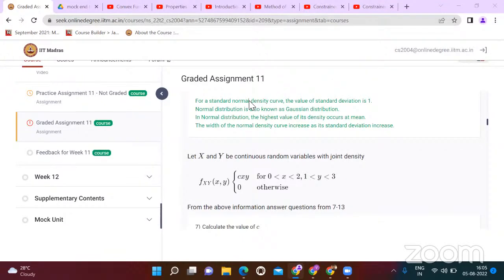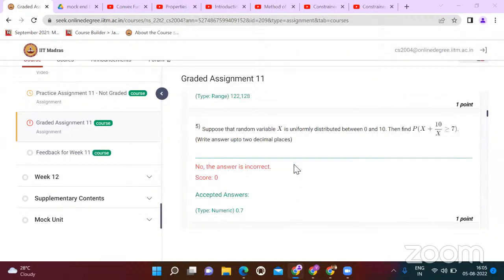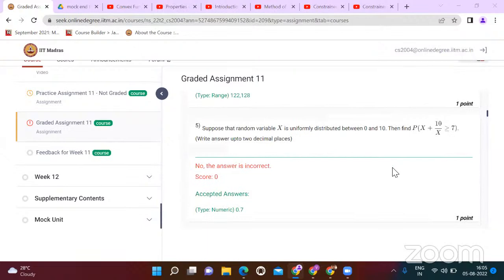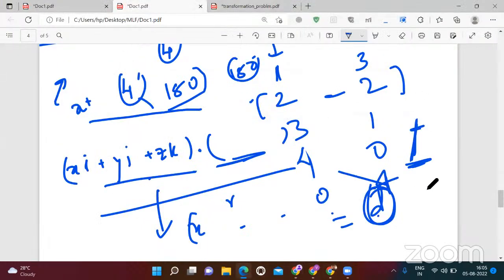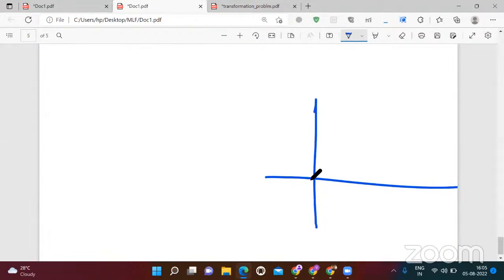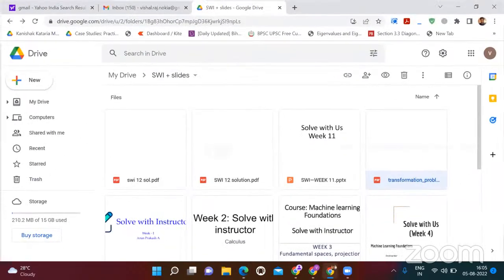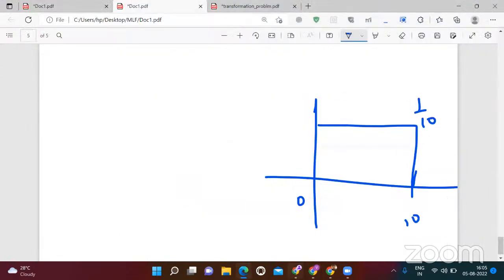So problem 5. Suppose that the random variable x is uniformly distributed between 0 to 10. So this is the random variable given here, uniformly distributed, so the density is 1 by b minus a. It is uniformly distributed from 0 to 10, right? 0 to 10 means the height will be 1 upon 10. Correct?